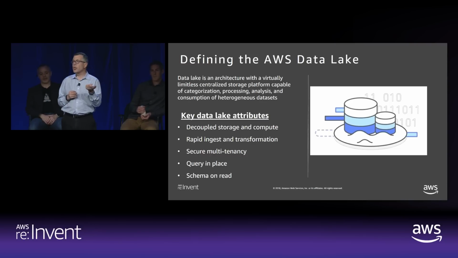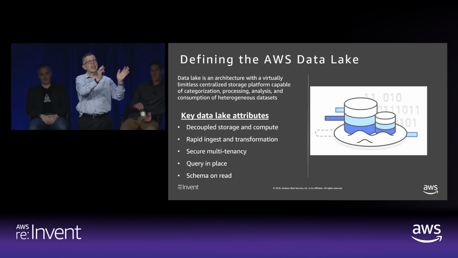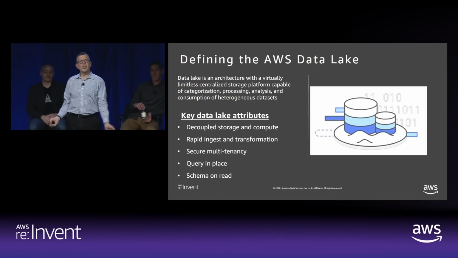So decoupled storage and compute and process. You want to be able to get the data in and transform it into usable formats quickly. So that's another key attribute of it. Ultimately, if you're taking a bunch of purpose-built silos, maybe for different lines of business, how do you bring those together into a centralized but secure and multi-tenant platform? So secure multi-tenancy is another attribute.